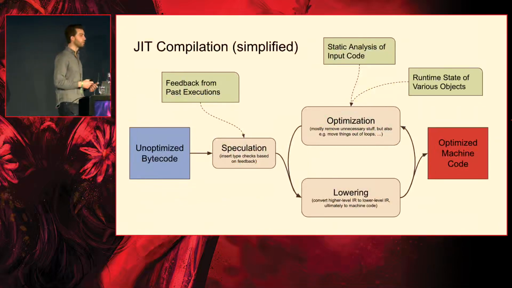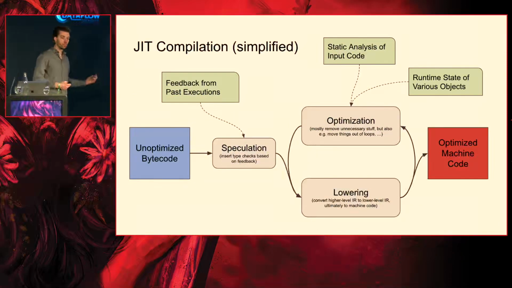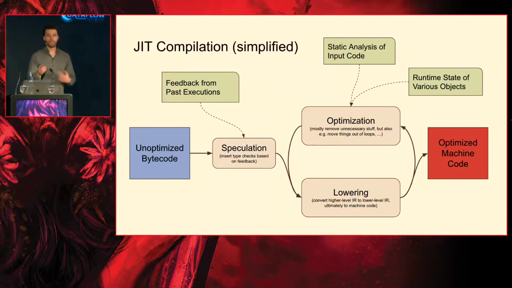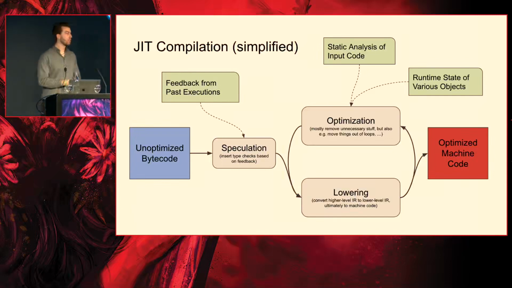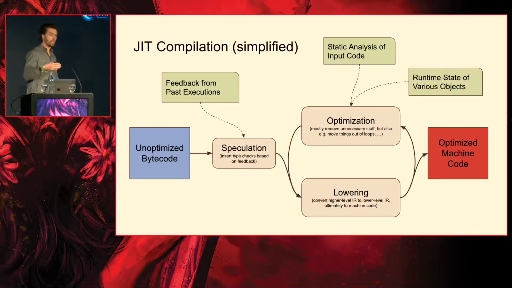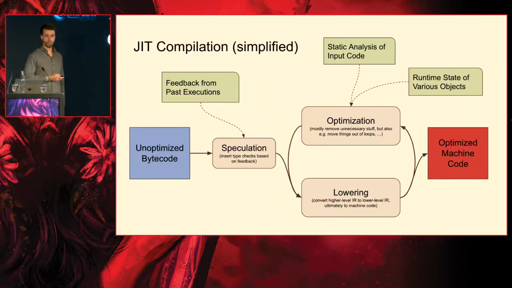So this is a short summary of what we've seen. How does a JIT work on a high level? It starts from unoptimized bytecode. It does speculation based on feedback. Then it does a number of rounds of lowering to the next lower level language, optimizes on that, and then at the end you have machine code.